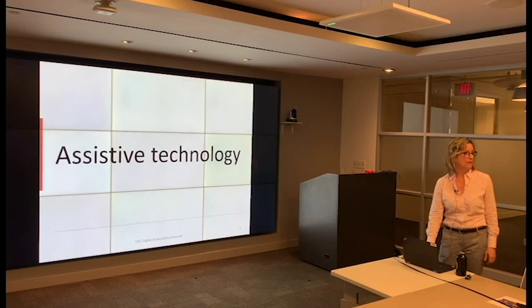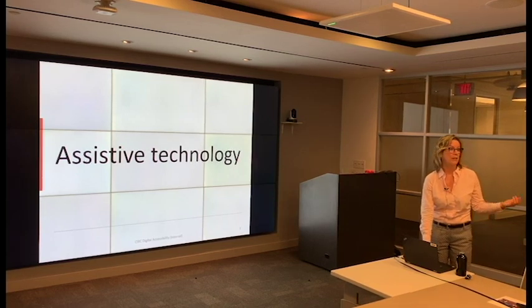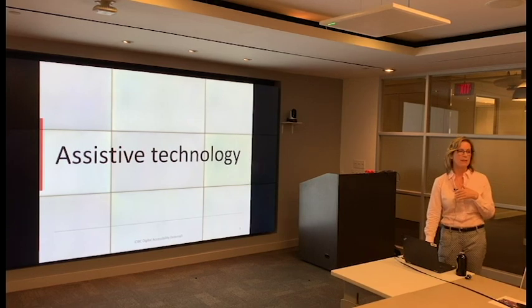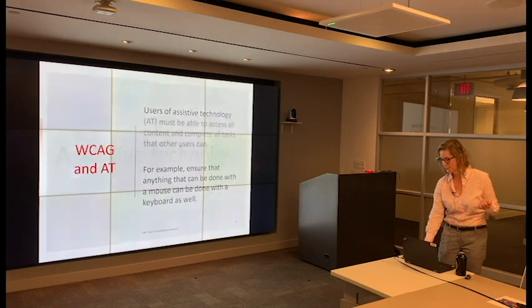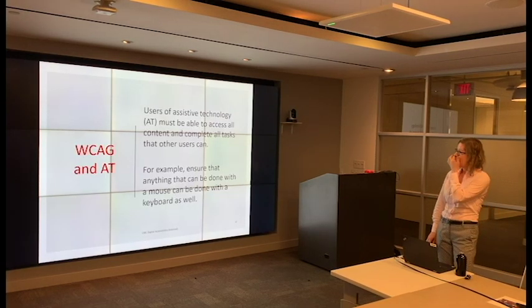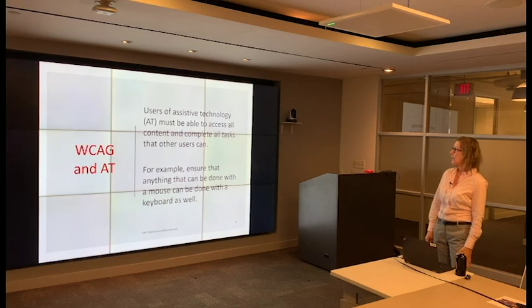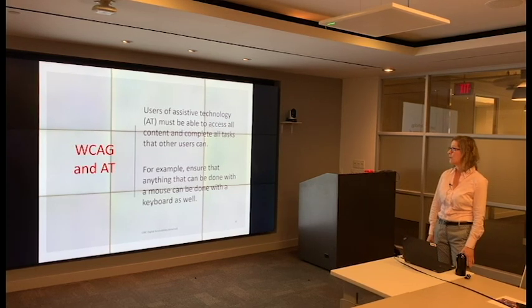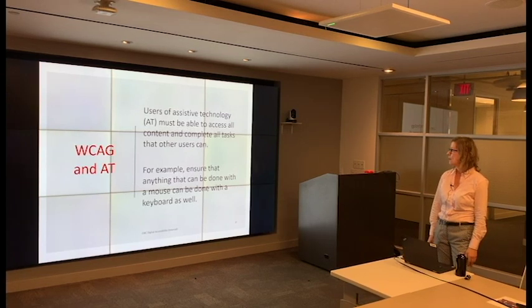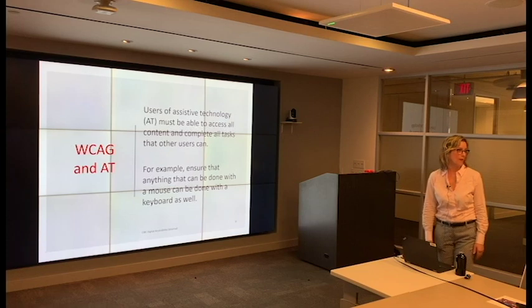So first of all, assistive technology, that would be the first guideline, and it's kind of the most basic, high-level, obvious one, which is users of assistive technology, also known as AT, must be able to access all content and complete all tasks that other users can. For example, ensure that anything that can be done with a mouse can be done with a keyboard.